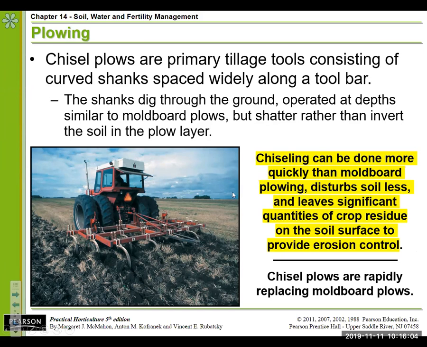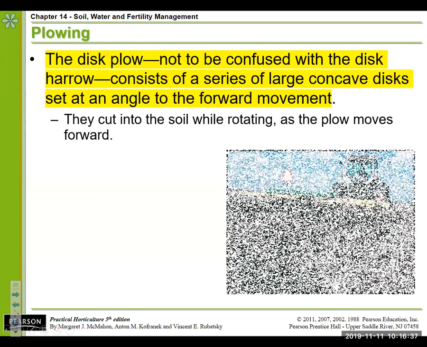It can be done more quickly than moldboard plowing. It's going to disturb the soil less, and it's going to leave more quantities of crop residue on the soil surface, which is better for ground that is not as level, because it's going to leave that on the surface to provide erosion control. Also, the chisel plows go a little bit deeper than the moldboard plows, and because of that, they are rapidly replacing moldboard plows in a lot of agricultural situations.